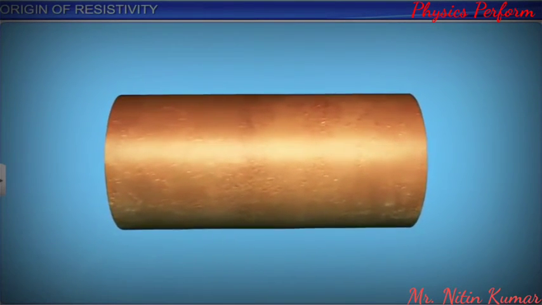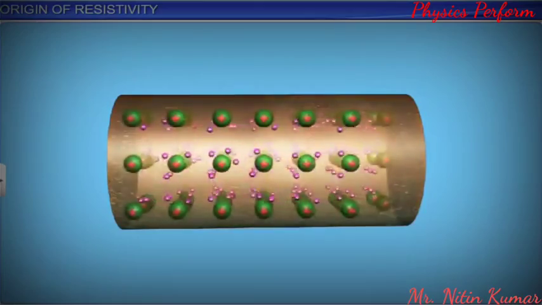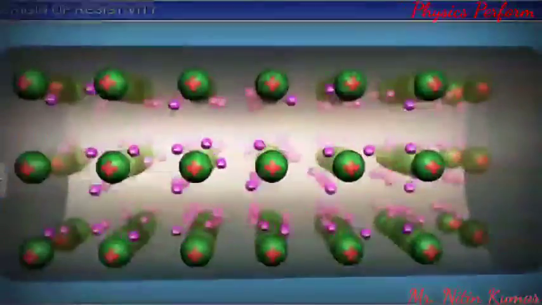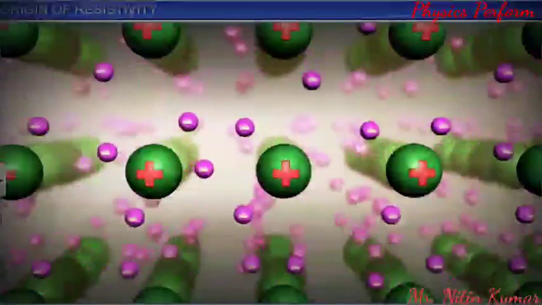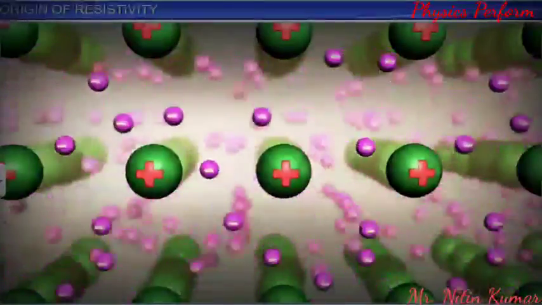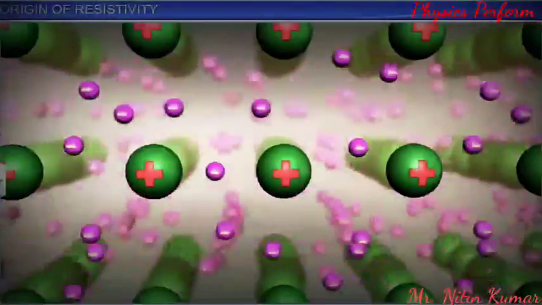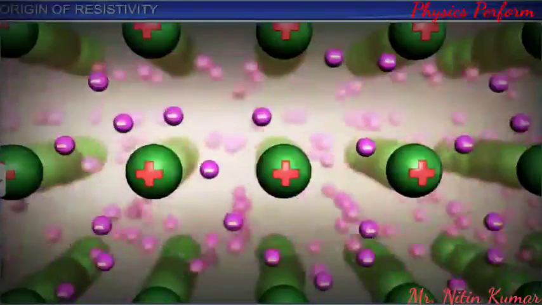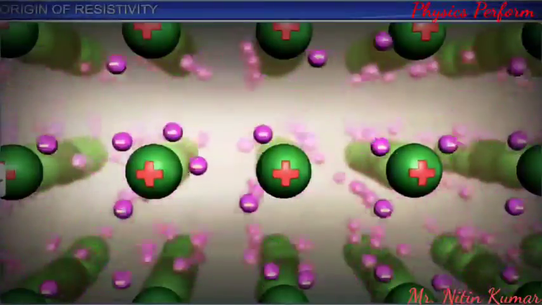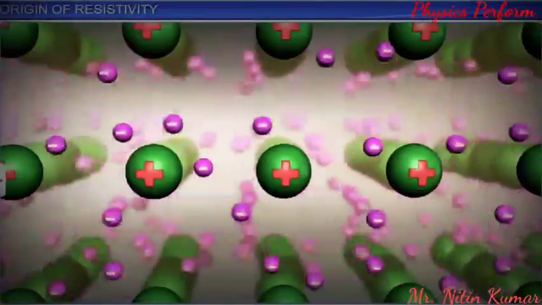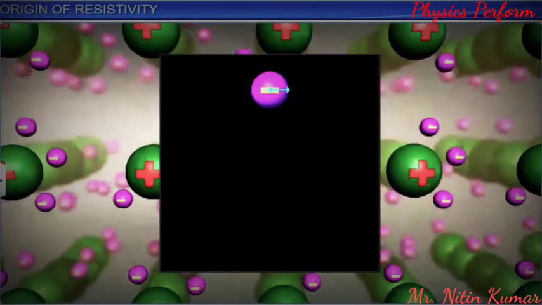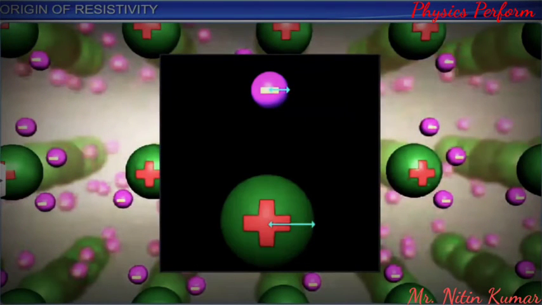Let us consider a conductor that is not connected to any battery or to a cell. Hence, there isn't any electric field. The free electrons move at random, collide among themselves and with the ions in the lattice. The radius of an electron is very small as compared to that of an atom.